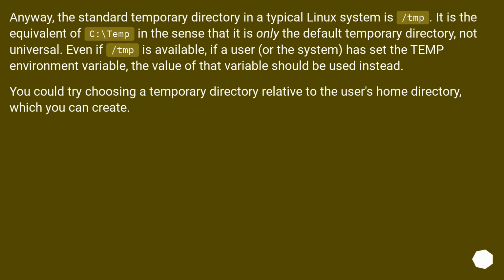Anyway, the standard temporary directory in a typical Linux system is /tmp. It is the equivalent of /temp, in the sense that it is only the default temporary directory, not universal. Even if /tmp is available, if a user, or the system, has set the TMPDIR environment variable, the value of that variable should be used instead. You could try choosing a temporary directory relative to the user's home directory, which you can create.